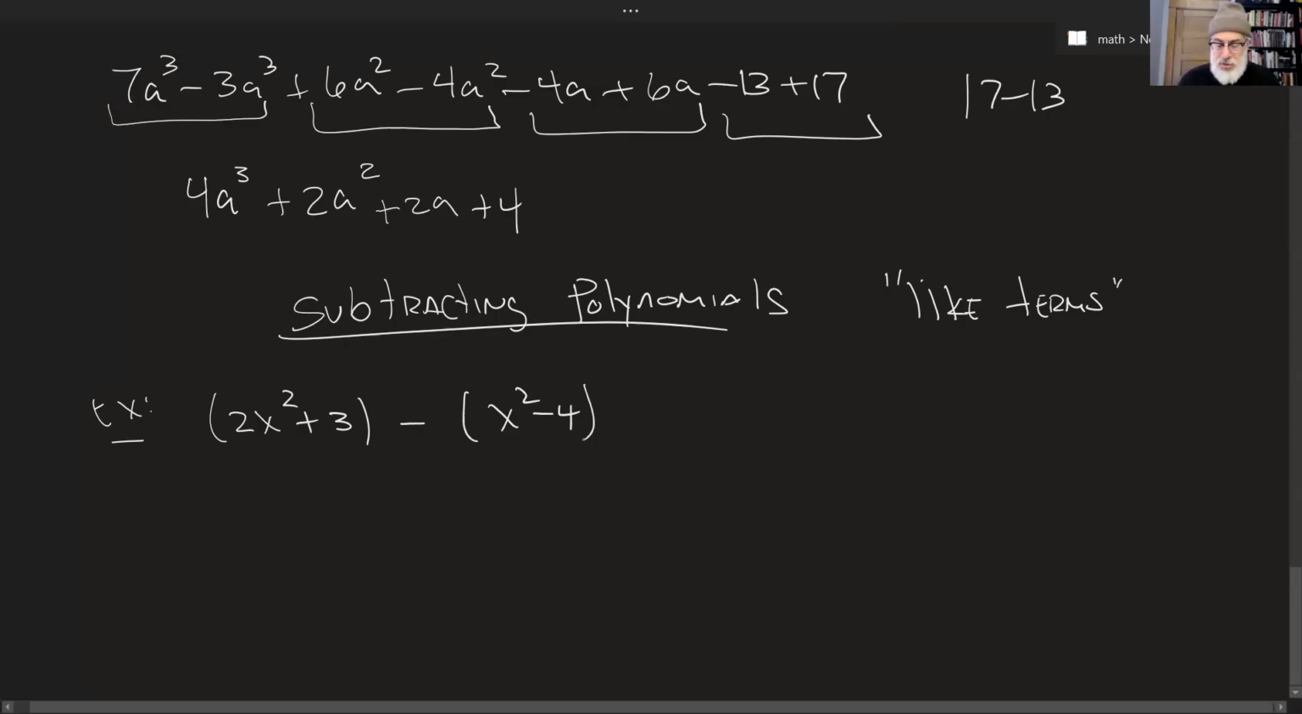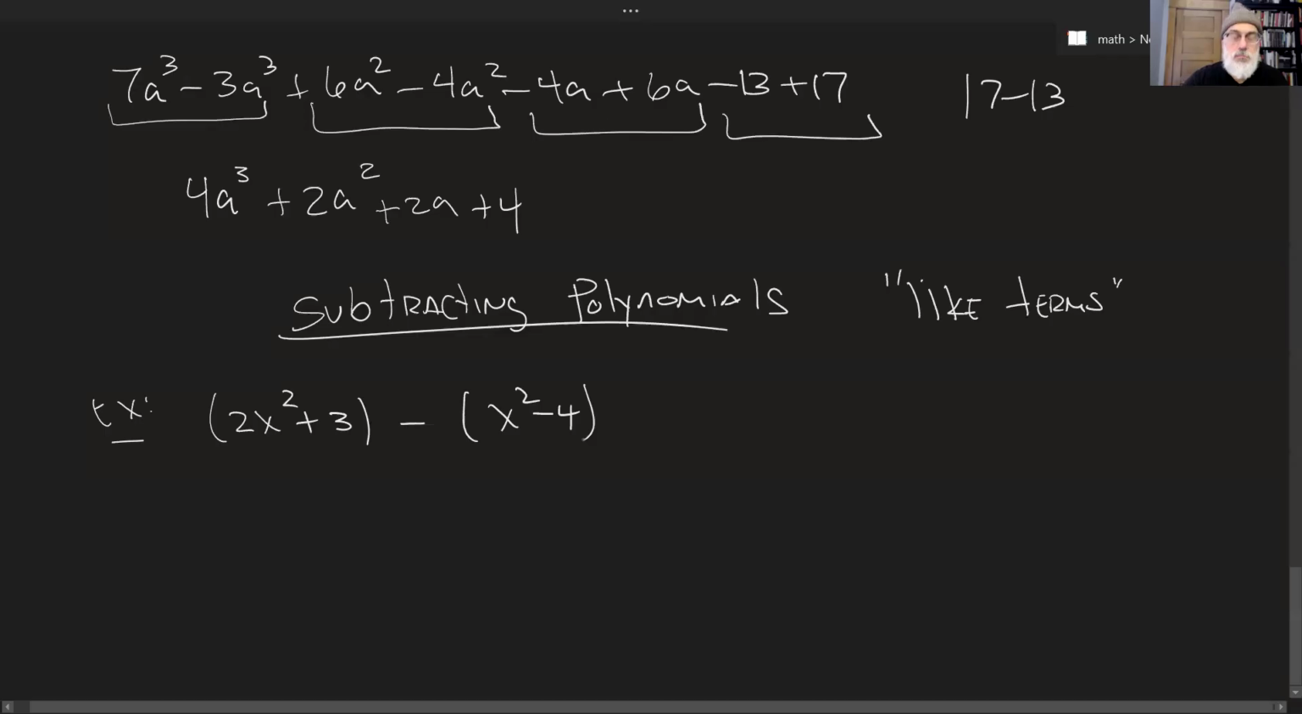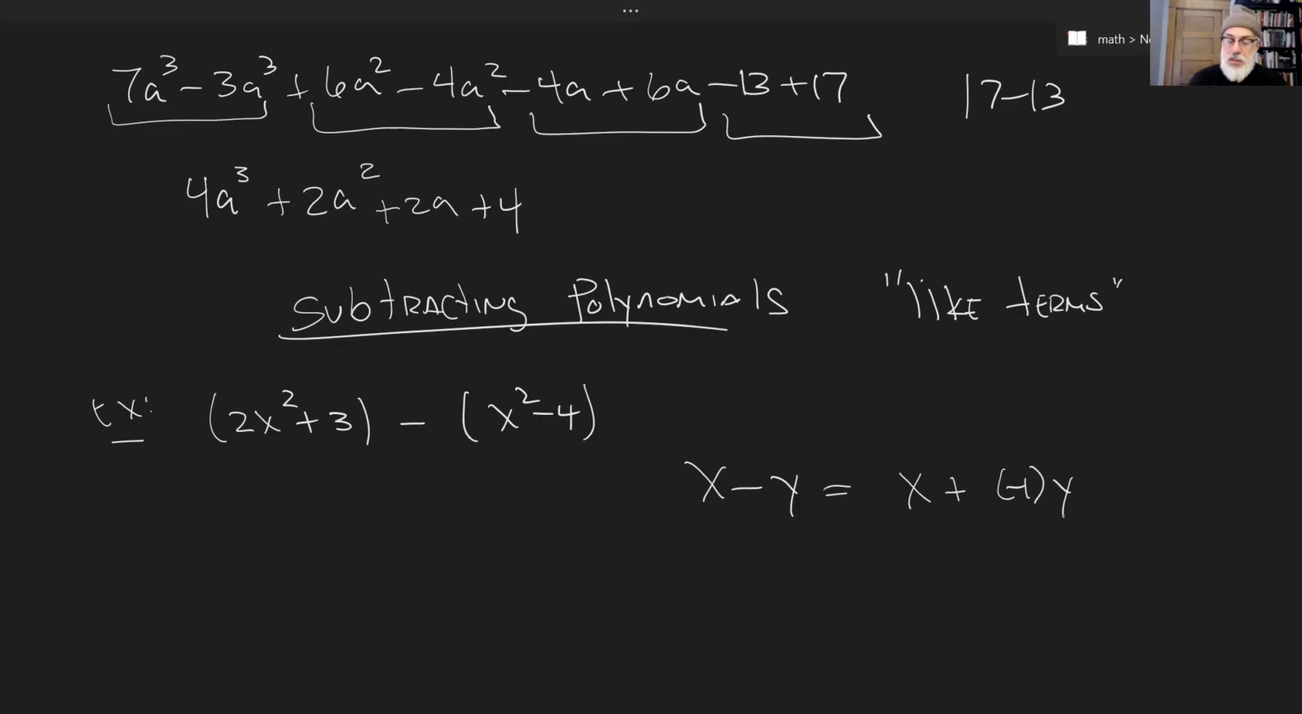Now, in a previous video, we talked about the properties of real numbers. If we have x minus y, let's say, I can think of this negative as being a -1. So it's the same as adding -1 times y. Now you might ask, why would I complicate that if I'm just subtracting two things? Well, it's for this particular case.